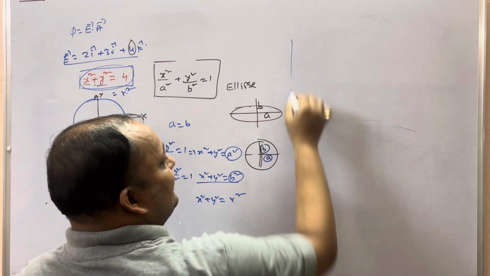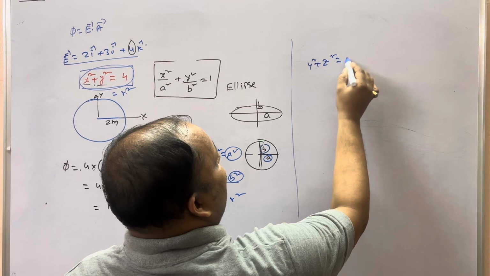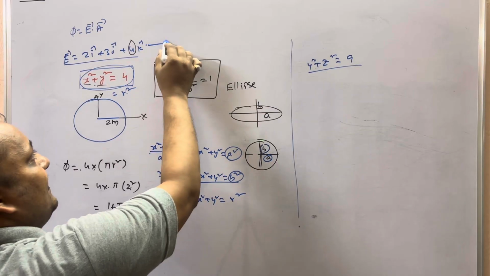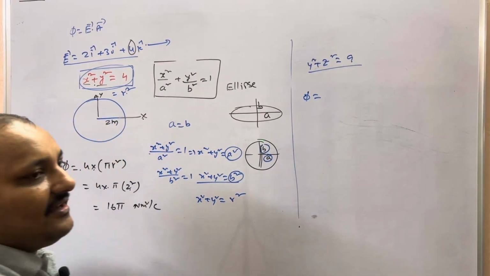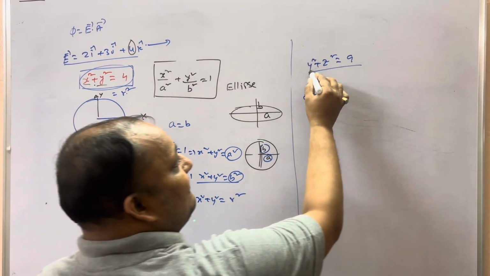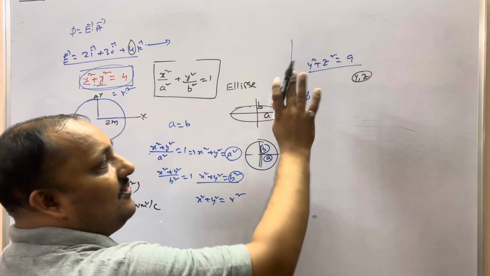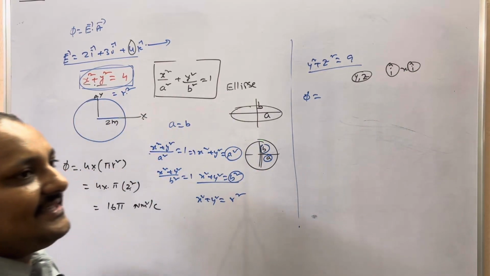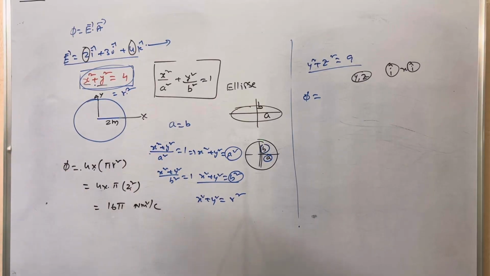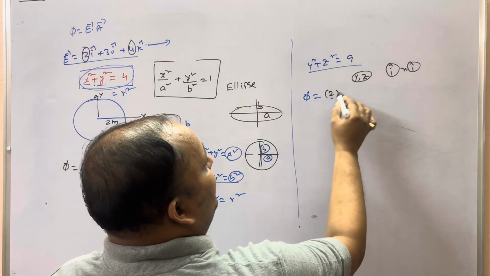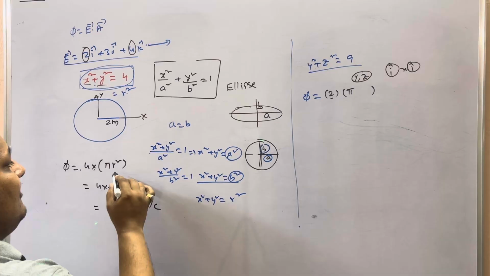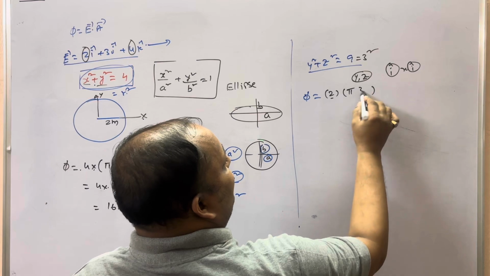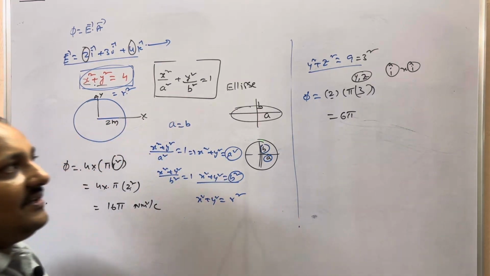Same equation, they gave like this: y square plus z square equal to 9. For the same electric field, what is the flux they will ask? At that time, how do you solve? Now this is in which plane? Y-z plane. Therefore, area is in which direction? Along the x-axis. That is nothing but i cap. Along the x-axis, how much electric field? 2. Therefore, 2 into the area, pi r square. What is r from this? Here 4 is there means 2. Here 9 is there means 3 square. Therefore, 6 pi. Flux is 6 pi.